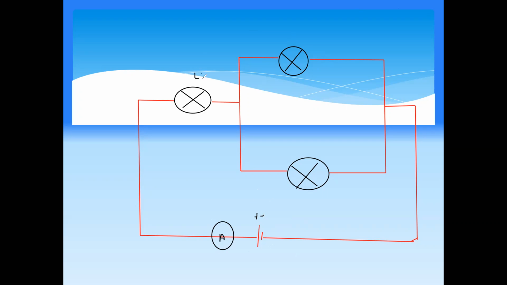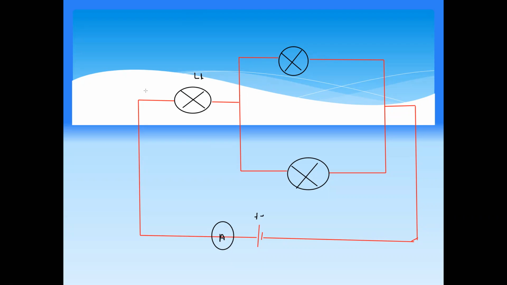If I want to measure current in lamp 1, actually the current in lamp 1 is the same as the current coming out from the battery. So practically we don't connect an ammeter here. Why? Because it will not make any difference. It will be the same value as the original. This ammeter will record the current in the battery as well as the current in lamp 1.